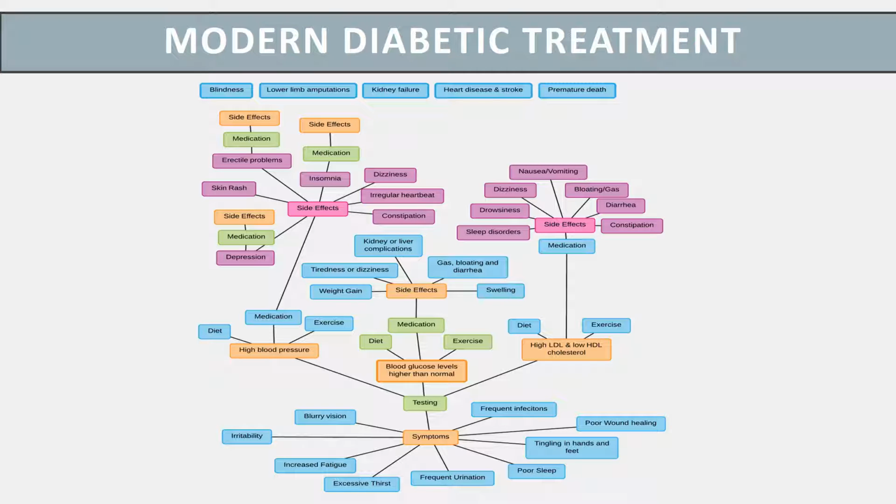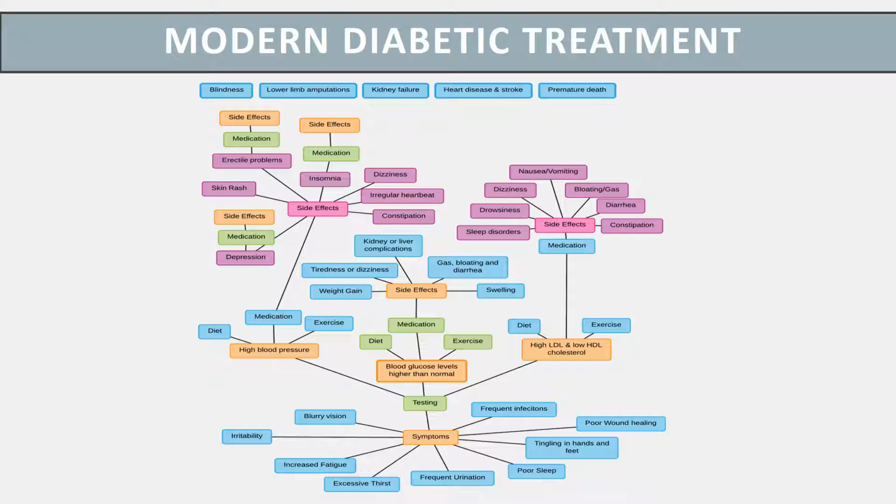Now that you understand what the stress response does to your blood sugar, look what the modern diabetic treatment does to your blood sugar. Diabetes, for the most part, is treated through medication. How often have we all heard, when diet and exercise aren't enough, use X, use this medication? But the side effects of diabetic medication can include blindness, lower limb amputations, kidney failure, heart disease and stroke, and even premature death. Is that the kind of treatment that you'd like to see?